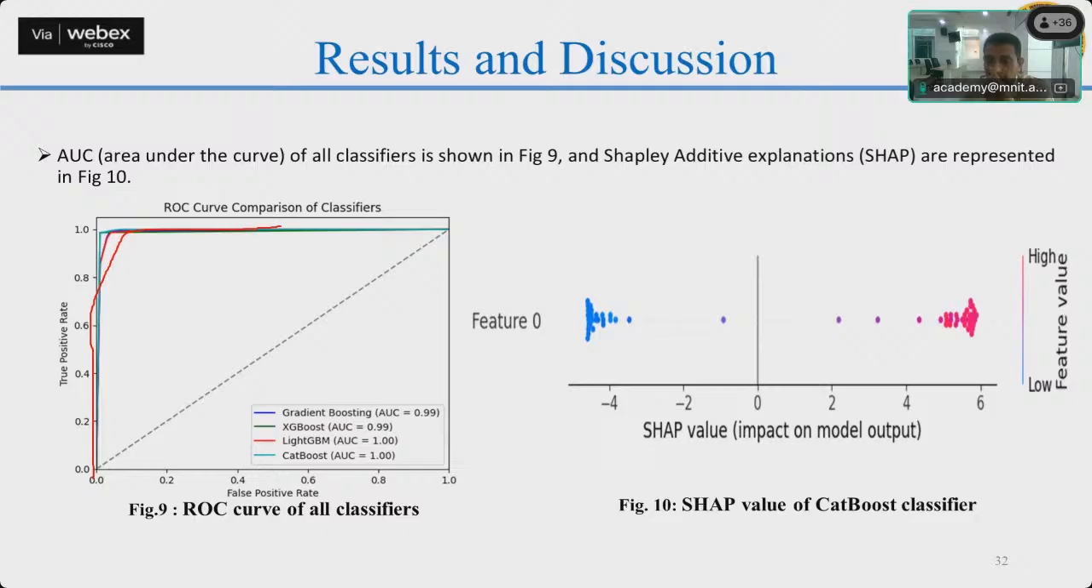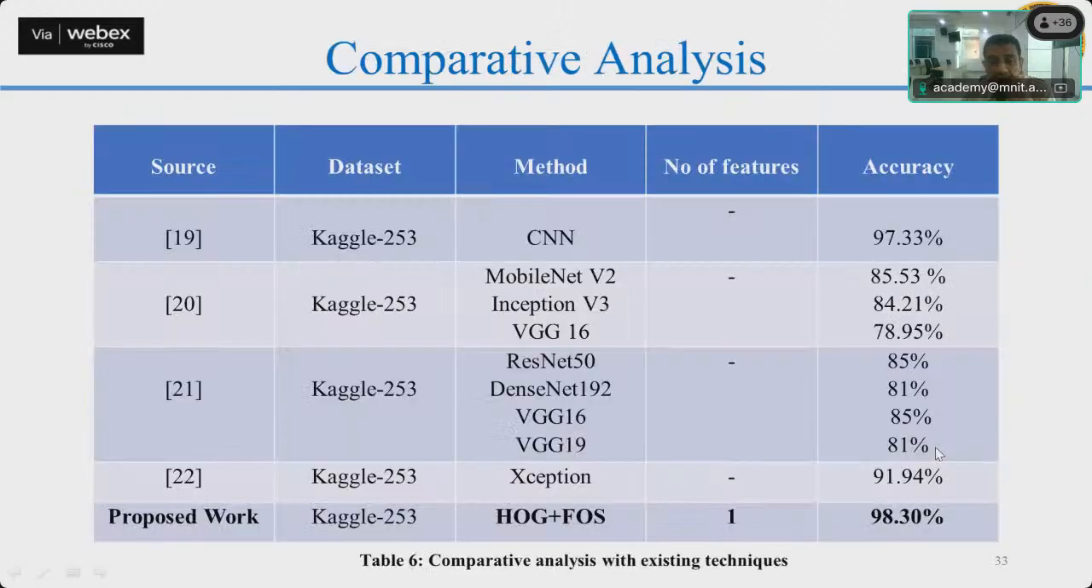Here it has been shown, this feature, and thereafter it has been towards the C6 part. At both the values it has been enlarged here. Here you can see low to high, using the CatBoost classifier, its value is shown. Here is the final comparative analysis. You can see the result when we use both techniques, HOG plus FOS, is around 98.3%.